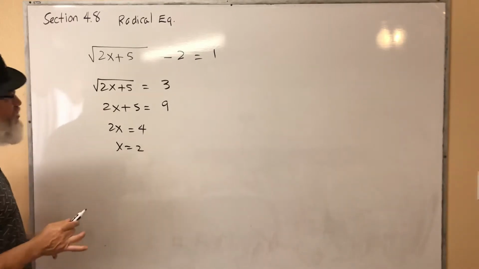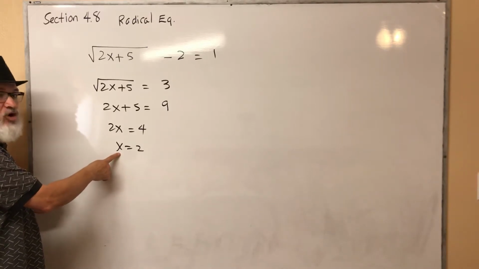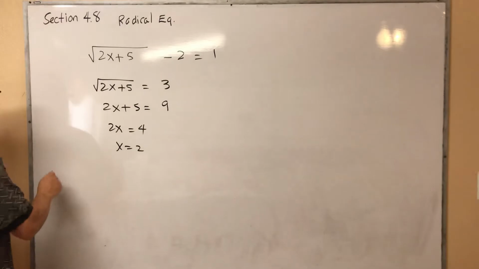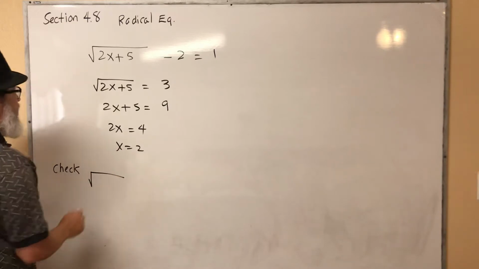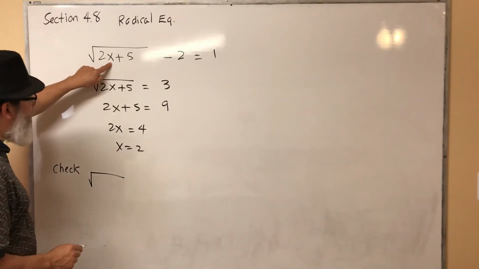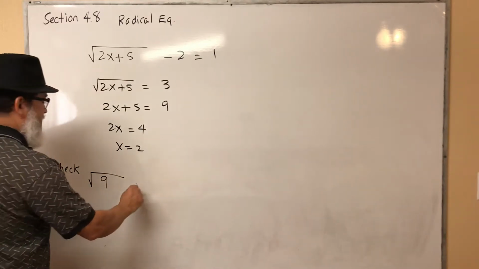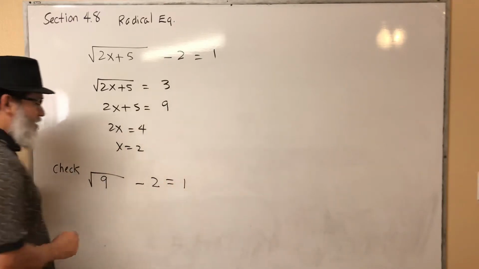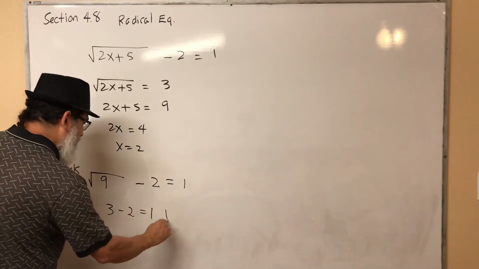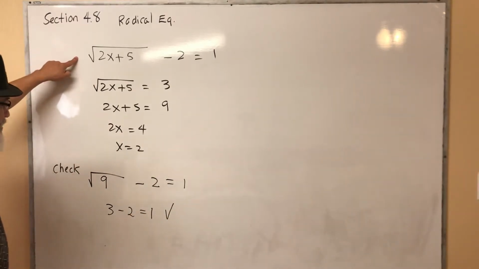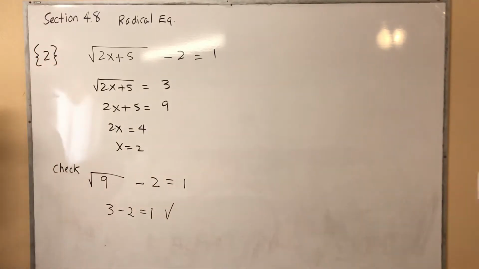You better check just to make sure that this is not extraneous or basura, as I called it earlier. Okay, so check. So the square root of, what's 2 times 2? 4 plus 5, 9. The square root of 9 minus 2, is that equal to 1? Well, the square root of 9 is 3. Minus 2 equals 1. Check. Yes. That's the solution to this. What's the solution? Solution is 2. Okay.